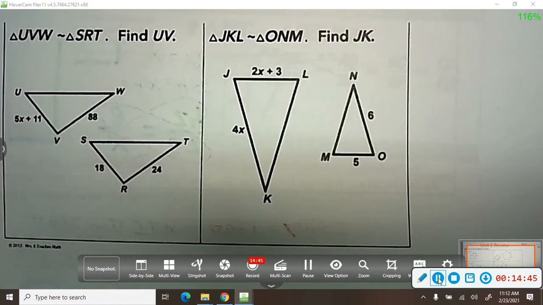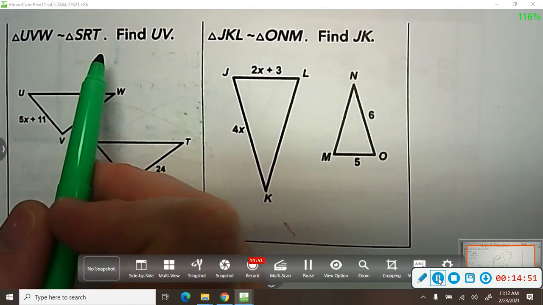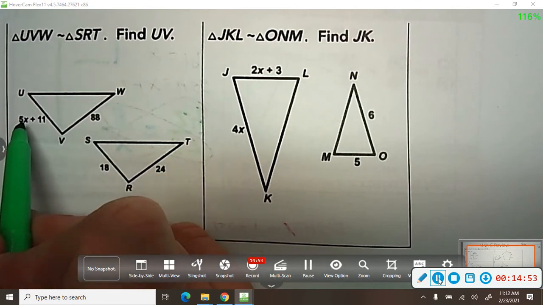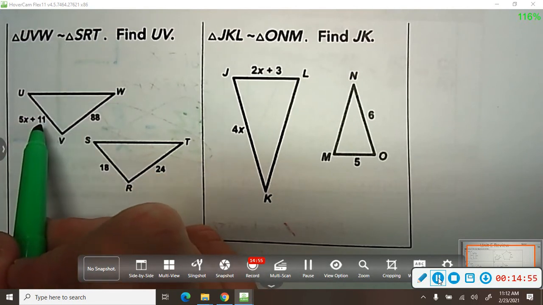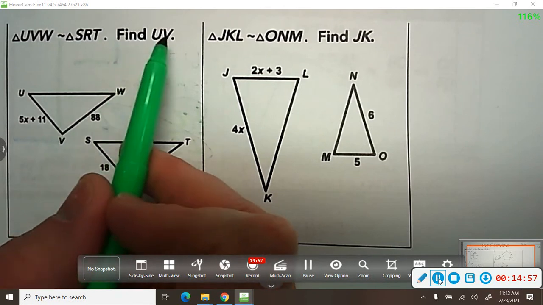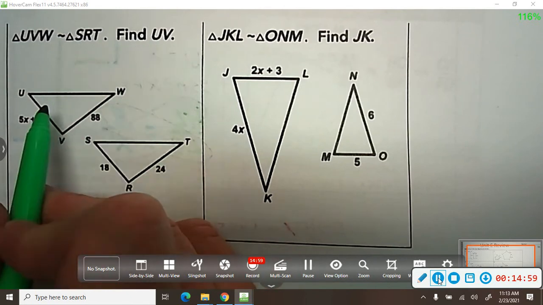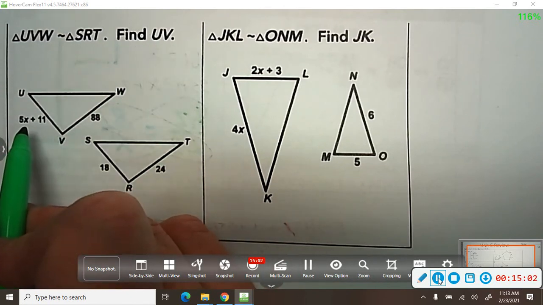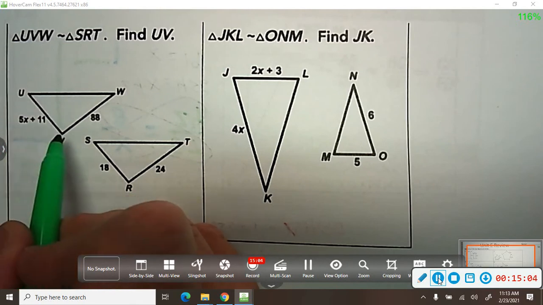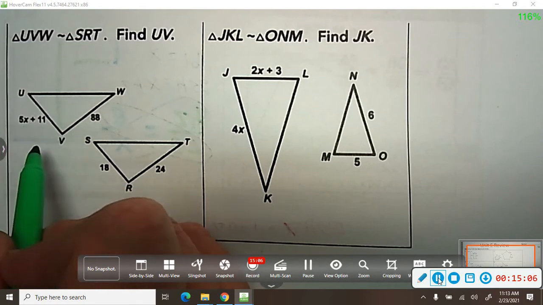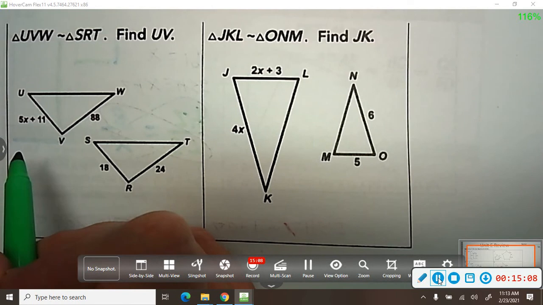Alright, so these triangles are similar. Find UV. We know these two triangles are similar. We have a value 5 times x plus 11. That does make this trickier. Notice they're wanting us to find the value of UV. So I'm going to have to find x first and then plug it in to find UV. And so I'm going to set up a proportion.